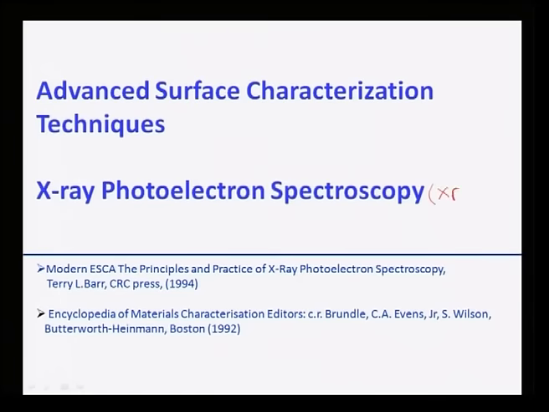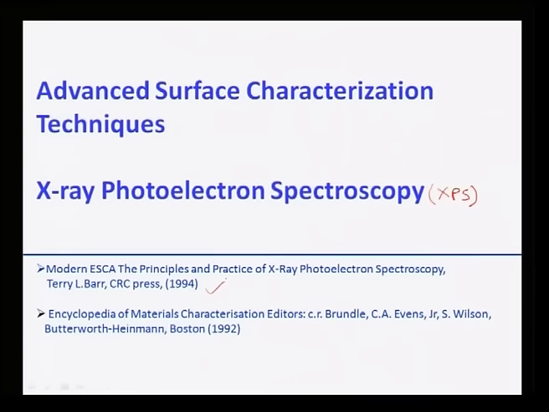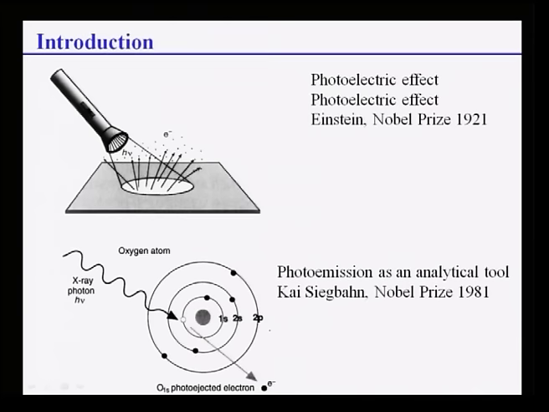The first one which we'll discuss is X-ray photoelectron spectroscopy, or what is known as XPS in the literature. Many of the slides which I am going to show you can be seen in this first book, by Terry Burr, published in 1994. But in the encyclopedia also you can get a lot of information. First one is, what is XPS?